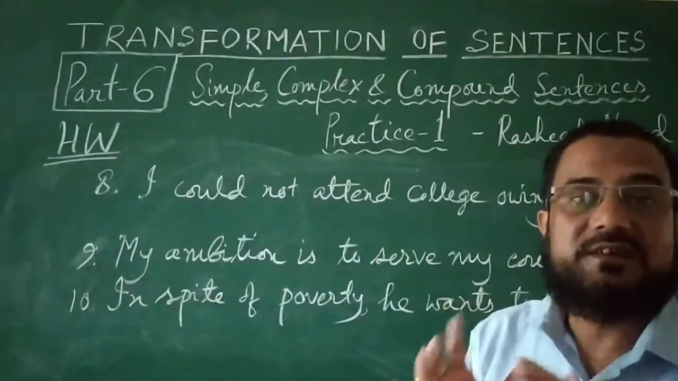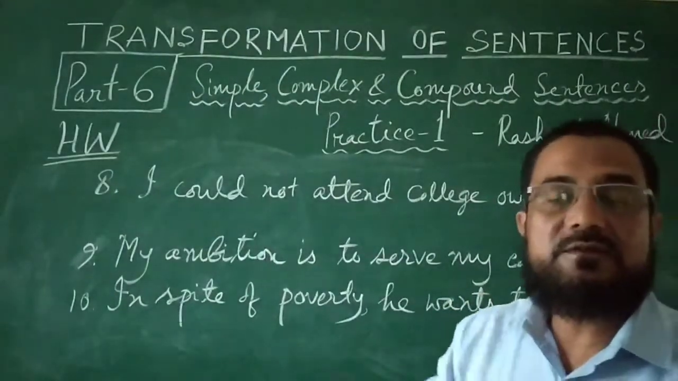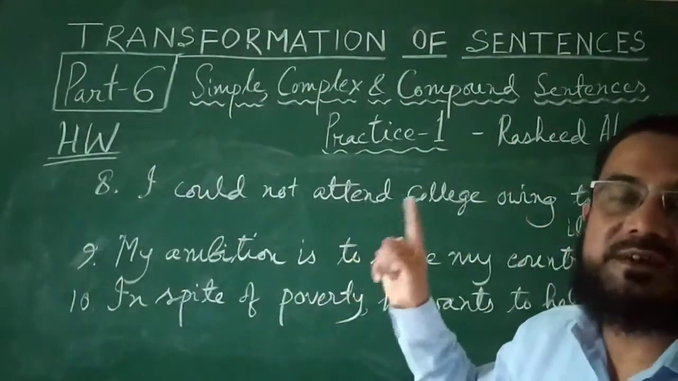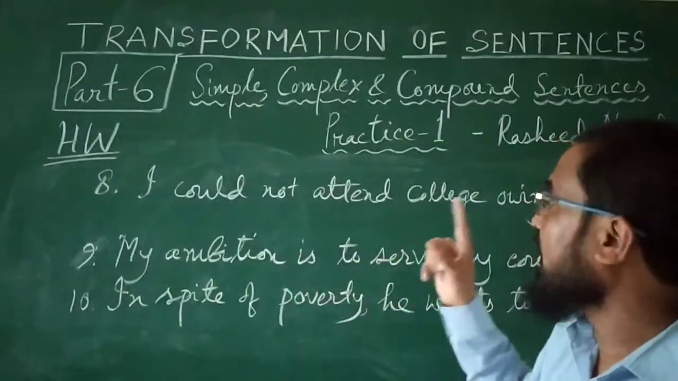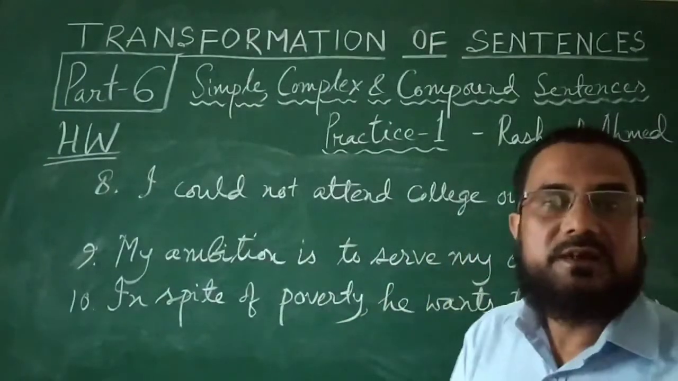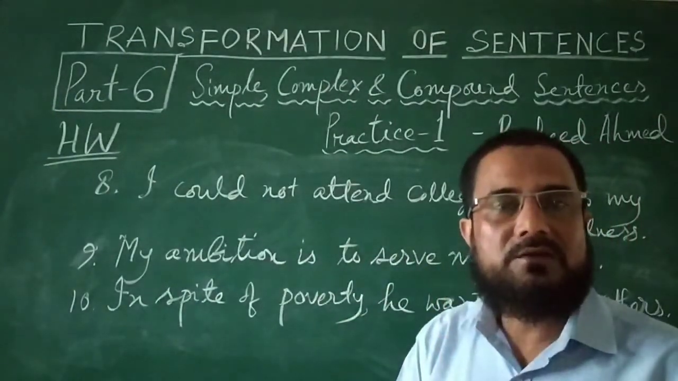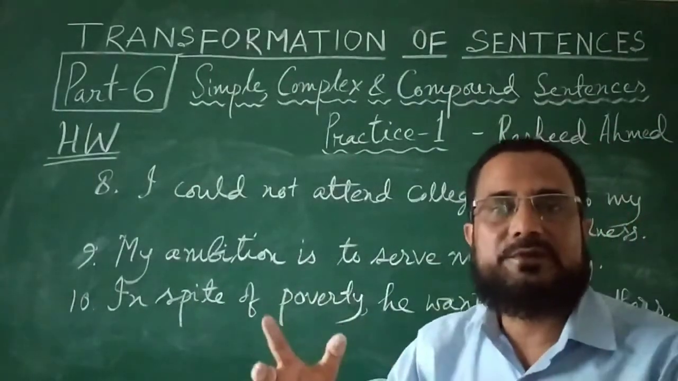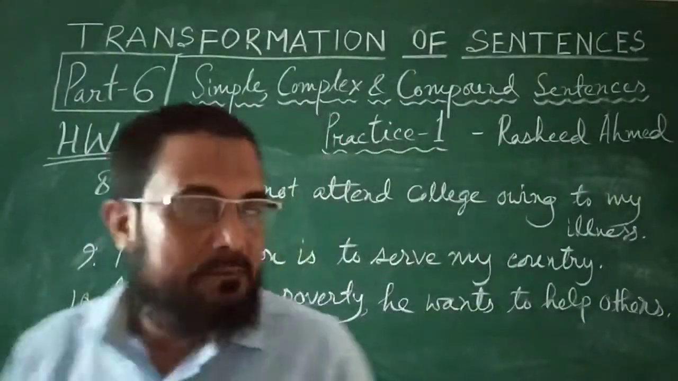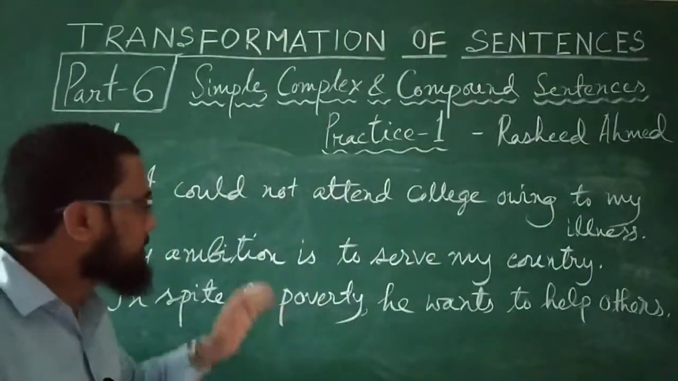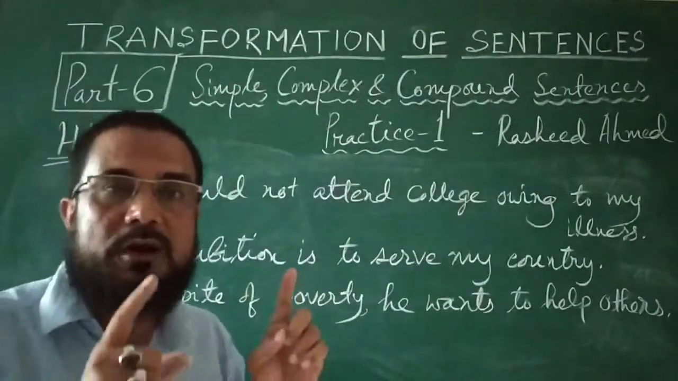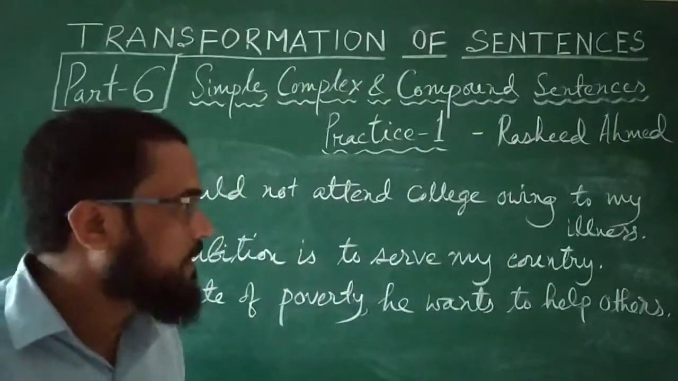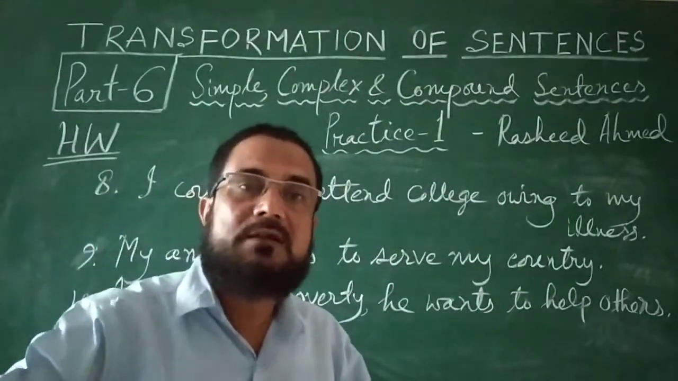I am giving you only 3 sentences, and each of these 3 sentences you have to change to other 2 types. First of all, you have to identify what type of sentence it is. The given sentence, I could not attend college owing to my illness. You have to say whether it is simple or complex or compound, write it in bracket, and then whatever it is, change it into other 2 types. Then the next one is, my ambition is to serve my country. You have to find out what kind of sentence it is, simple, complex or compound, and then change it into 2 other forms.